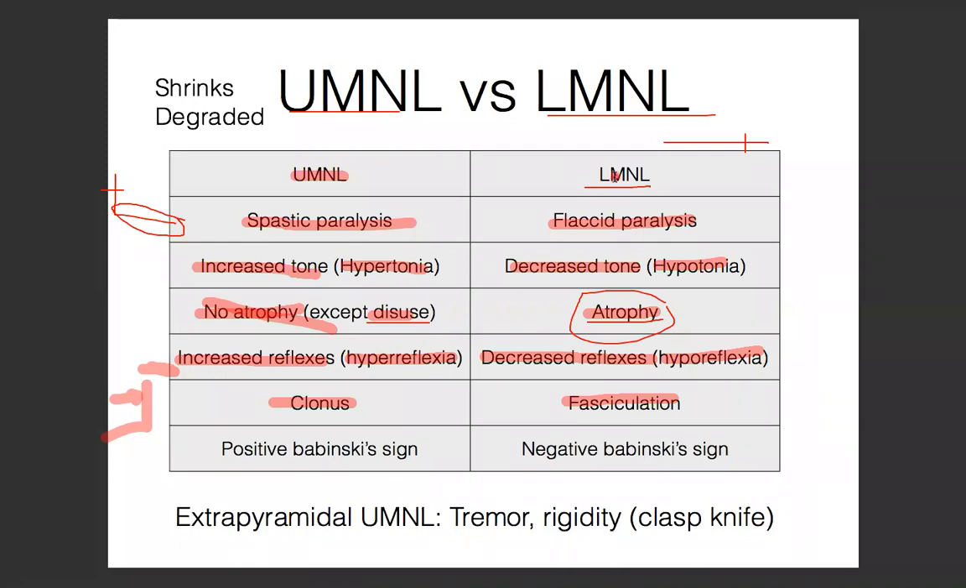In lower motor neuron, there's flaccid paralysis, so the paralysis is almost like the muscles aren't being used. The muscle is light, like really light. There's decreased tone, which we call hypotonia. Atrophy, which is basically the muscle starts to shrink and get degraded due to the lack of innervation. The decreased reflexes, which is what we call hyporeflexia. And one last thing, which we call clonus and fasciculations.